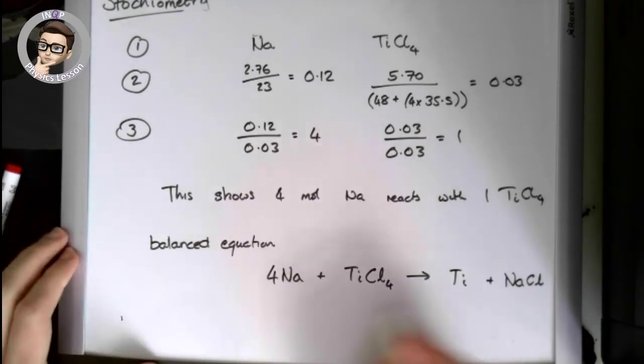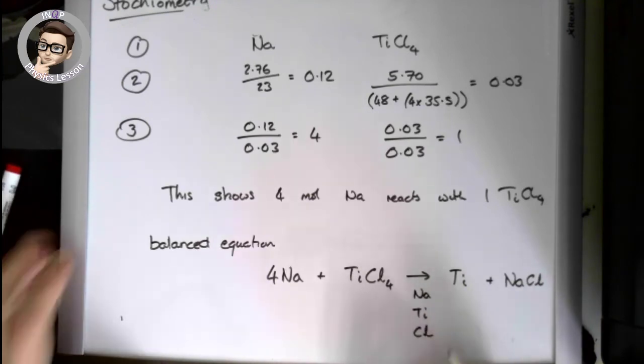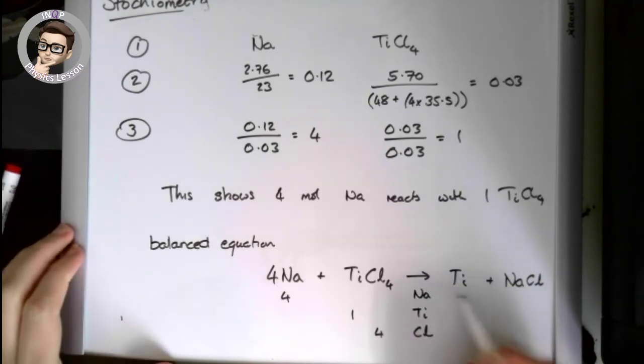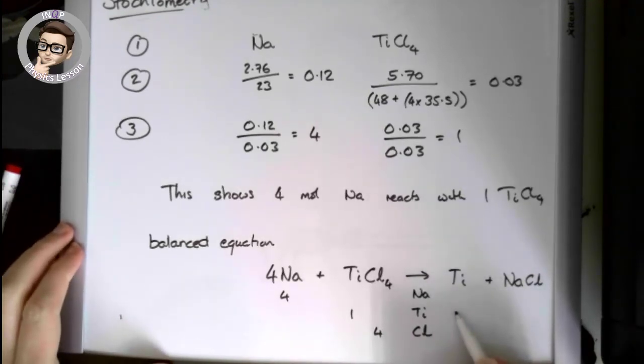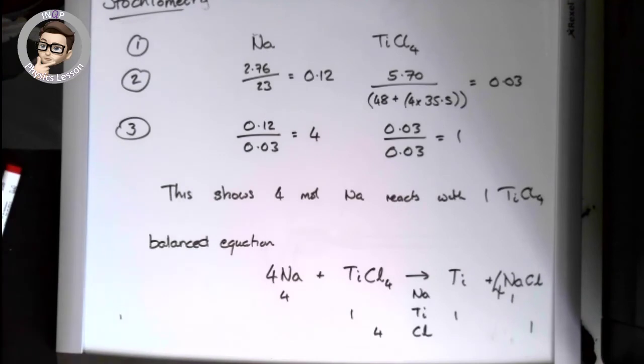So we must balance it now. So I've got Na, Ti, and Cl. On the left I've got 4 lots of Na, 1 lot of Ti, and 4 lots of Cl. On the right I've got 1 lot of Ti, 1 lot of Na, and 1 lot of Cl. Well, it needs to be 4 times bigger, so I'm going to put a big 4 in front of my sodium chloride. So that means that this being balanced will be 4 moles of sodium plus 1 mole of titanium chloride will give me 1 mole of titanium plus 4 moles of sodium chloride.